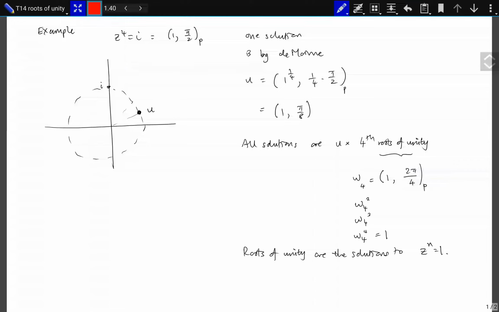So in this particular example, the overall solutions to z to the 4 equals i are u, and then u times omega 4. This is 90 degrees here. Then u times omega 4 squared, and then u times omega 4 cubed. This should be on a circle. I've not drawn it terribly well. And the reason these all work is because when you take the 4th power of omega 4, that becomes 1, and so does omega 4 squared and omega 4 cubed.